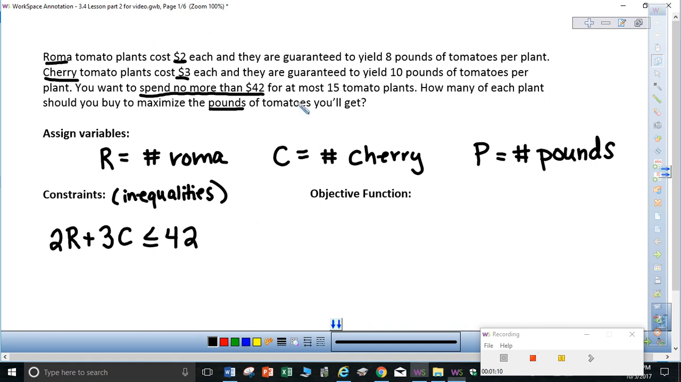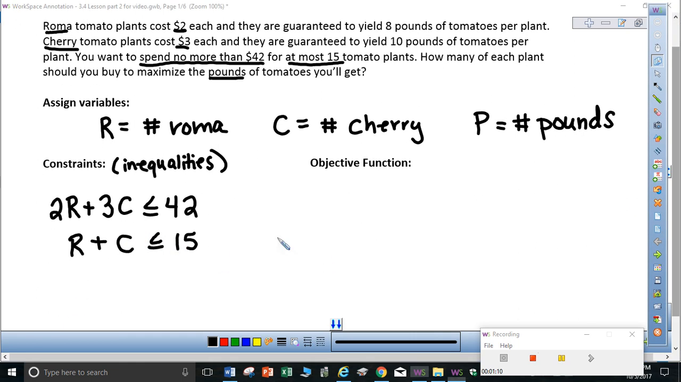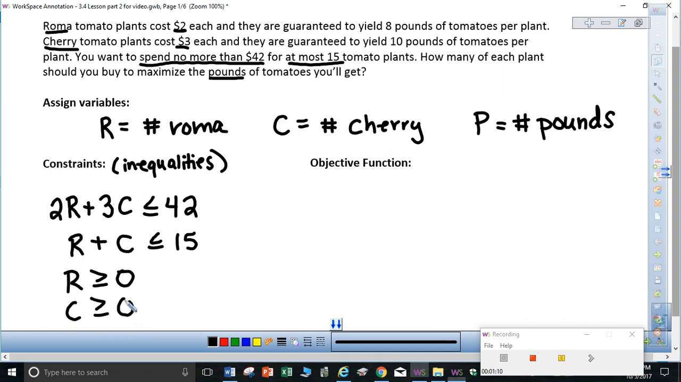All right, another constraint is that we can have at most 15 tomato plants. So the total number of Roma plus the total number of cherry must be less than or equal to 15. So those are the only two obvious constraints that are given to us in the problem. There are two other constraints that I will have you add in. These ones are implied constraints, and that is that the number of Roma tomato plants and the number of cherry tomato plants must be greater than or equal to 0. It doesn't make sense to have a negative number of tomato plants, so we'll add those in when it makes sense.